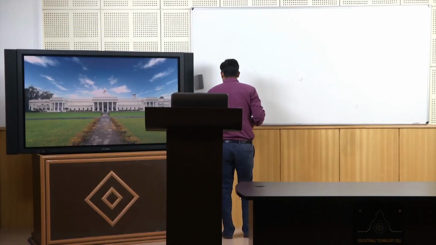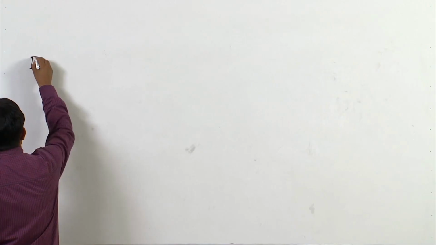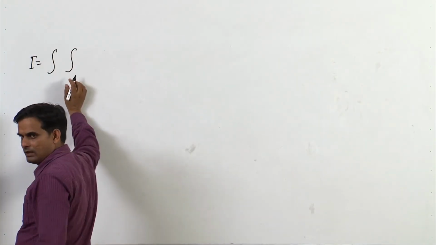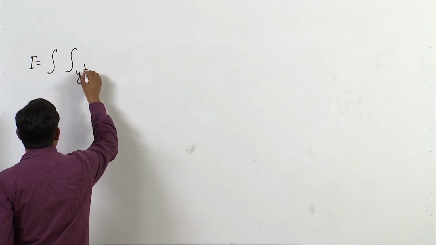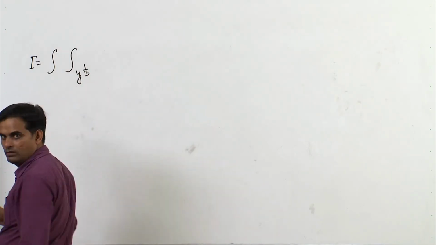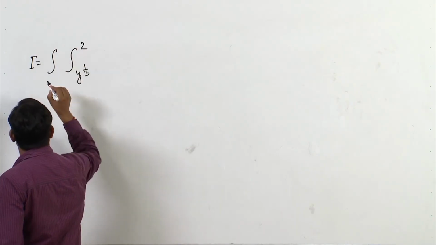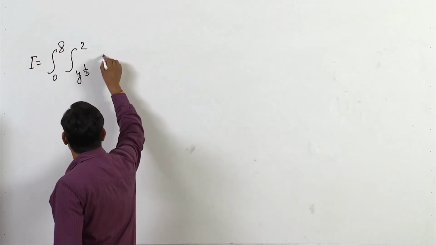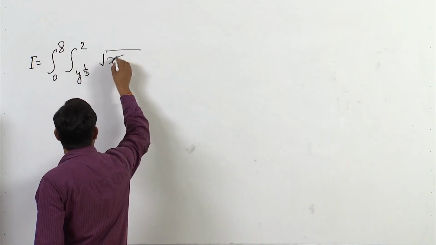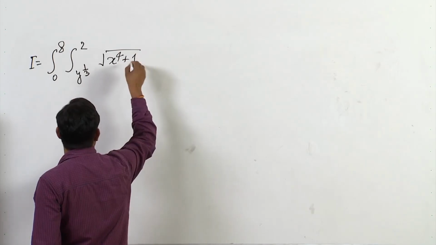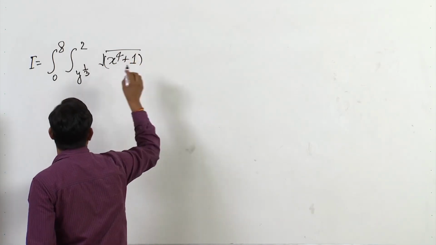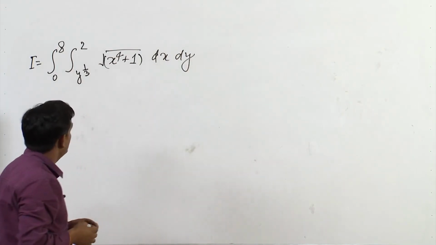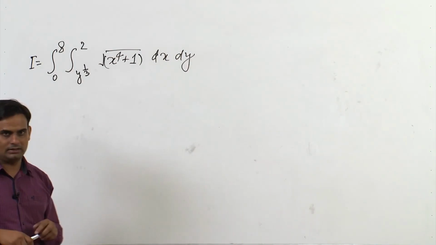So my example is the double integral, with limits y from y raised to power 1 by 3 to 2 and x from 0 to 8, and the function f of x y is square root of x raised to power 4 plus 1, dx dy. Find the value of this double integral.